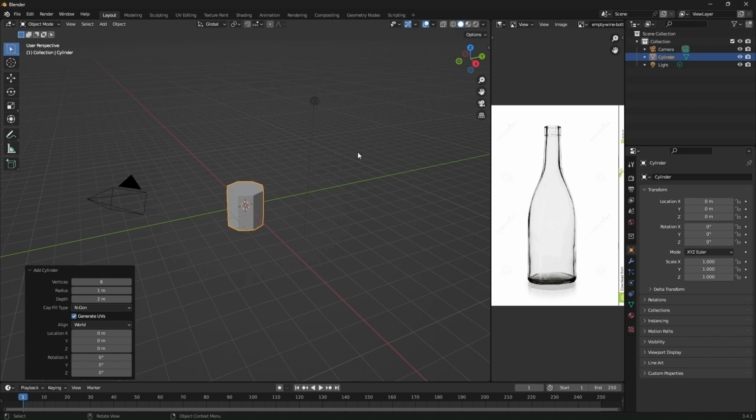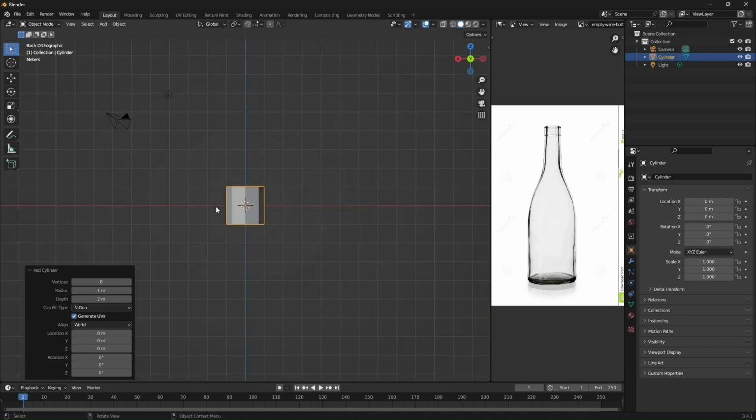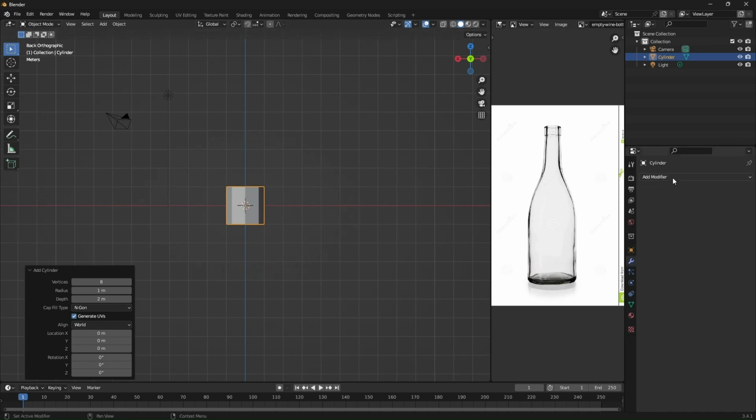I'm going to go ahead and switch over to the y-axis view so I can get a better view of the model that I want to generate. And while I have this selected, I'm going to add a modifier to this cylinder.